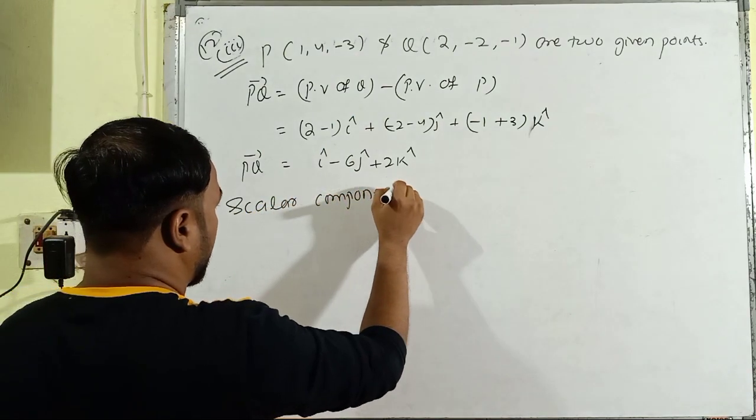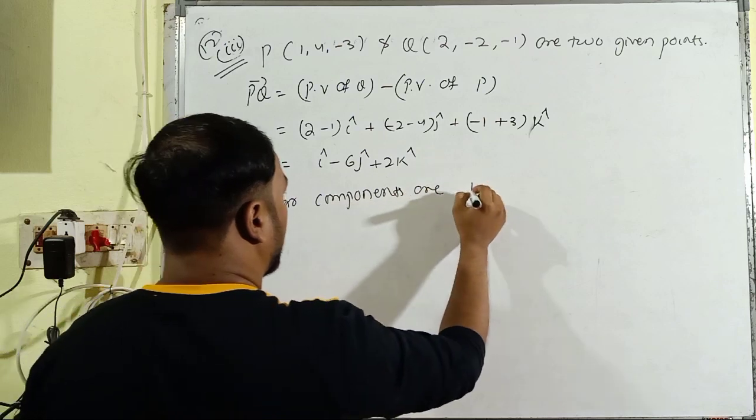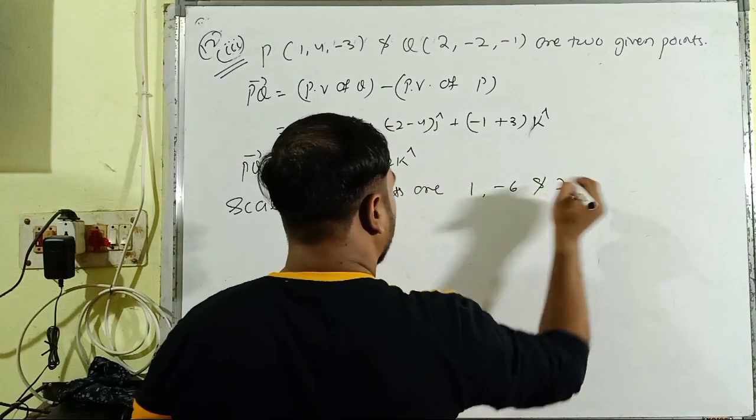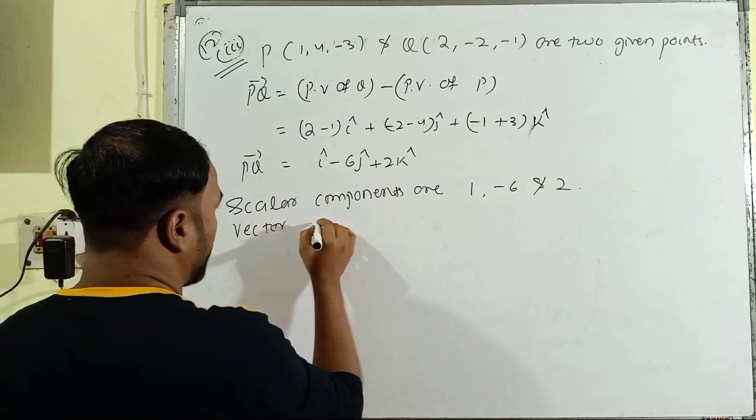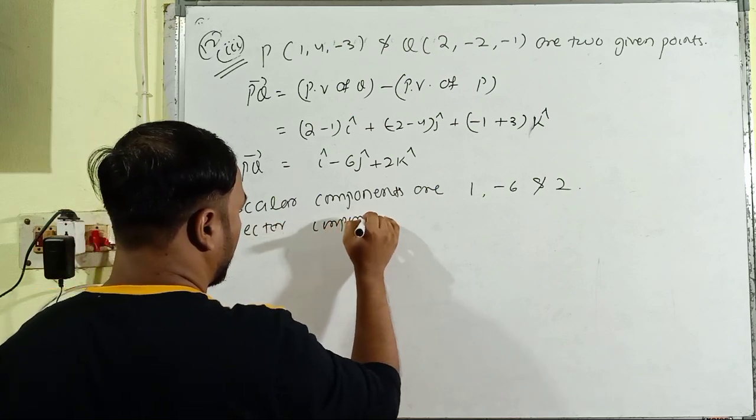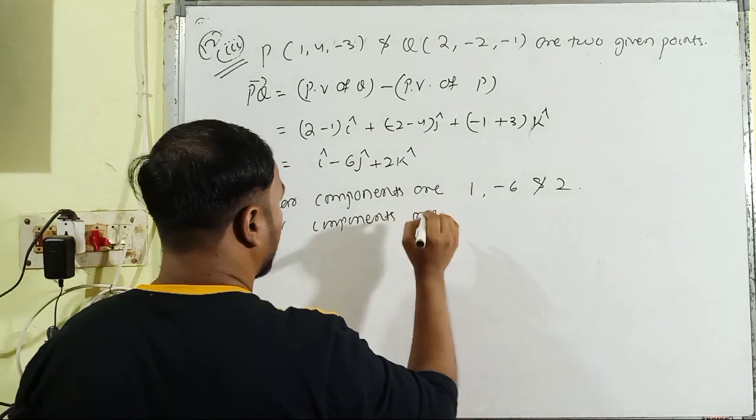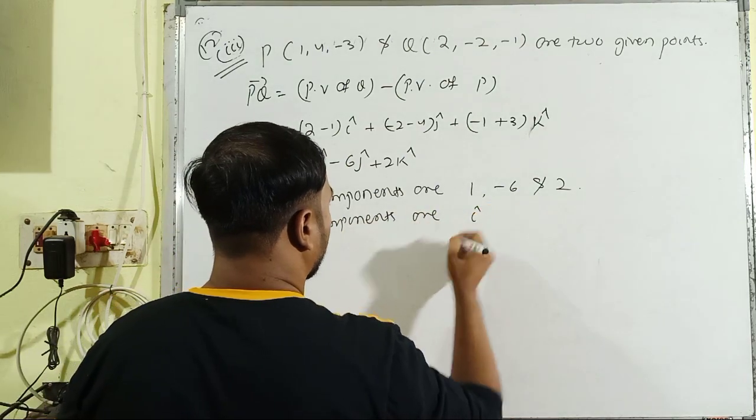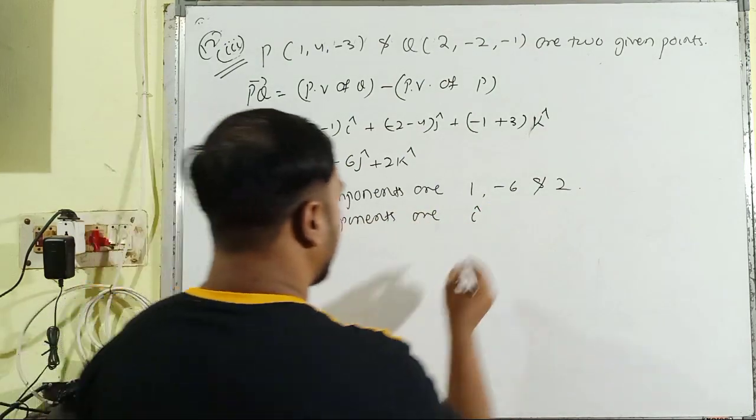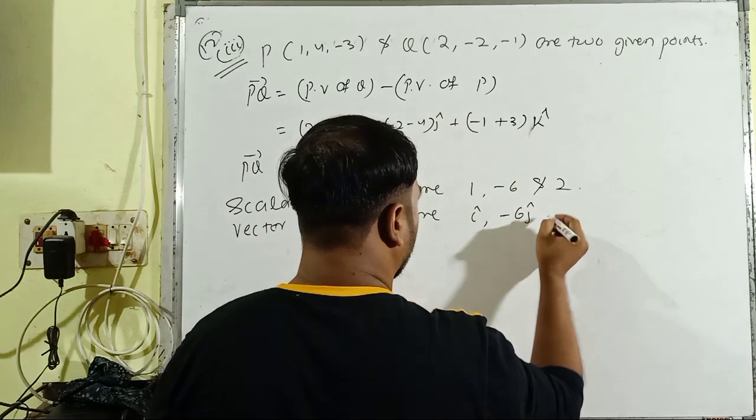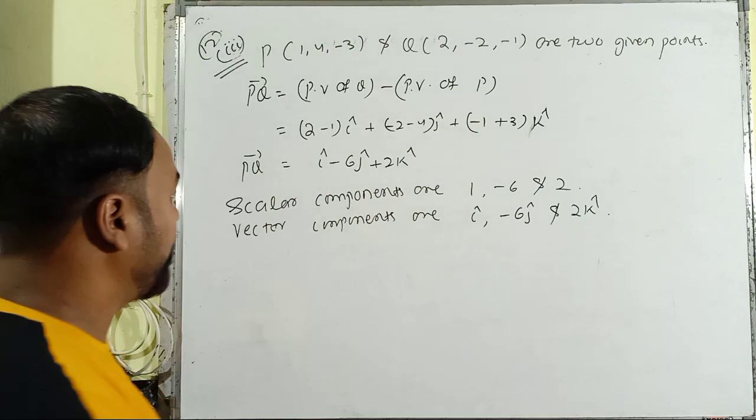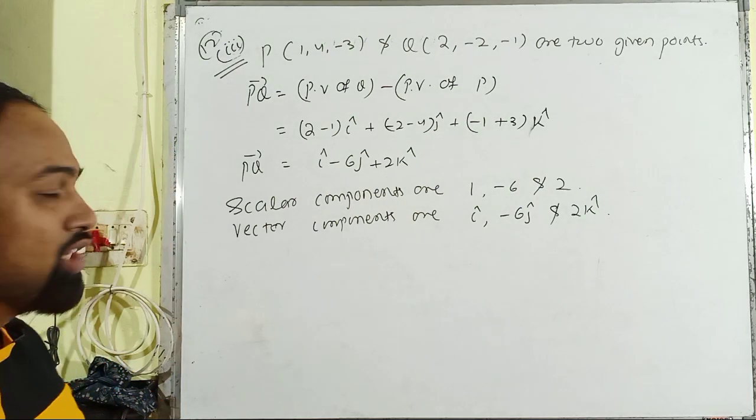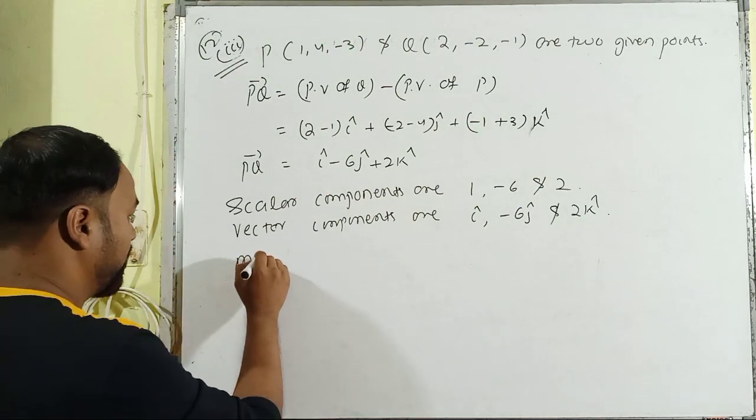Scalar components are 1, -6 and 2. Vector components are 1 into i cap, that means i cap, then -6 j cap and 2 k cap. Then finally, we have to find out the magnitude of the PQ vector.